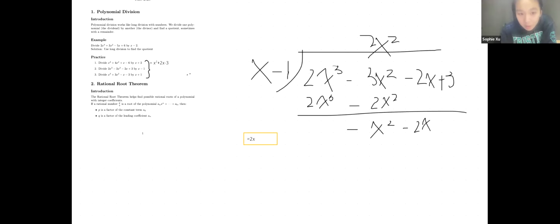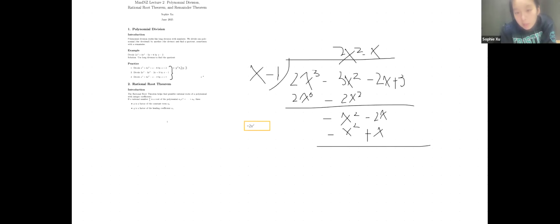And then how many x minus 1s go into negative x squared minus 2x? Negative x, right? So it's negative x squared plus x, since negative 1 times negative x is positive x. So then you get negative 3x, bring that here. And then it's negative 3.